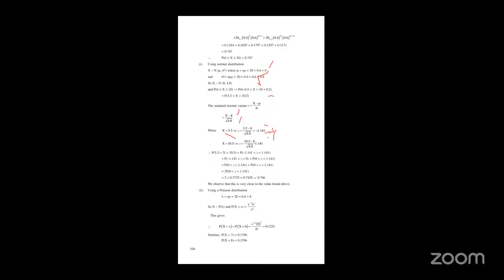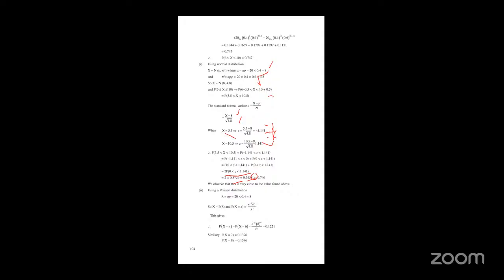So we take these two values, and we get approximately 2 times the probability of 0 less than z less than 1.141. The probability of 0 less than z less than 1.141 is 0.3729. If you multiply it by 2, we get 0.7458, which is approximately 0.746. So we observe this is very close to the value found above.